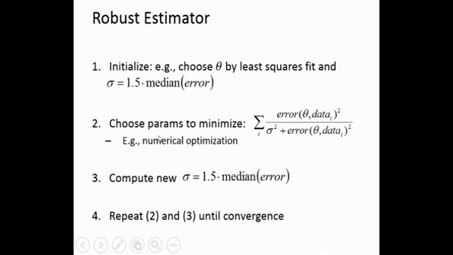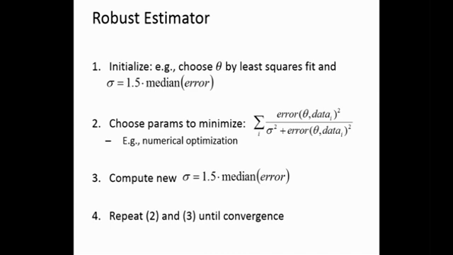Then you choose the parameters to minimize this error function. The error will peter out to 1 as you get larger and larger. You can just do this using gradient descent, for example, some kind of numerical optimization. Then you compute the new sigma. Now you're going to have a smaller median error typically. So you compute a new sigma, then choose the parameters that minimize your robust error, and you keep repeating 2 and 3 until you converge.